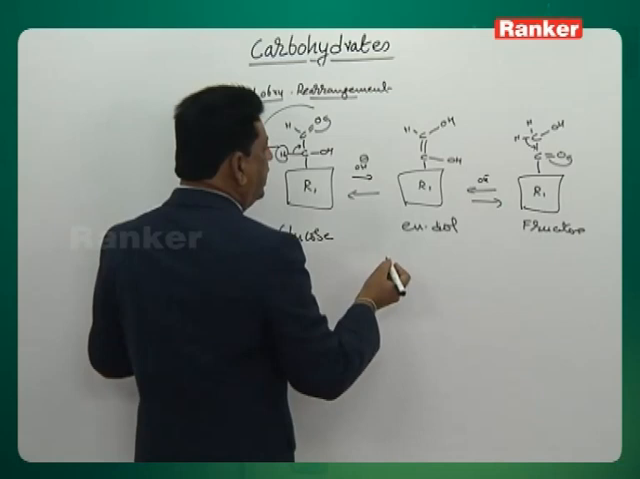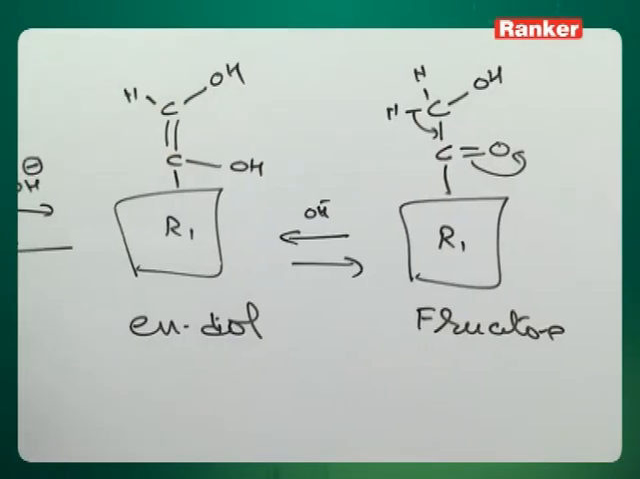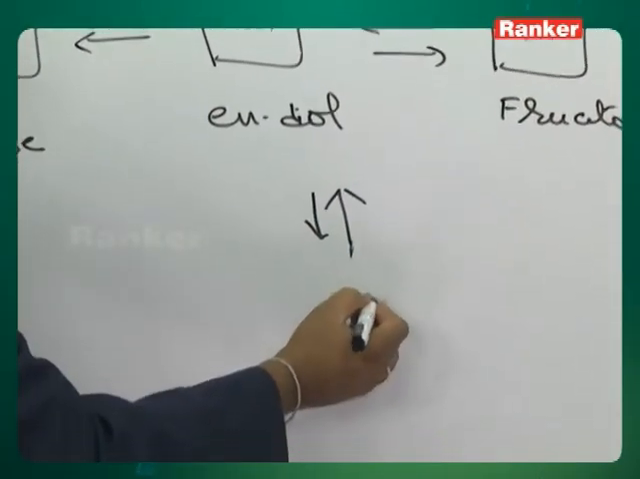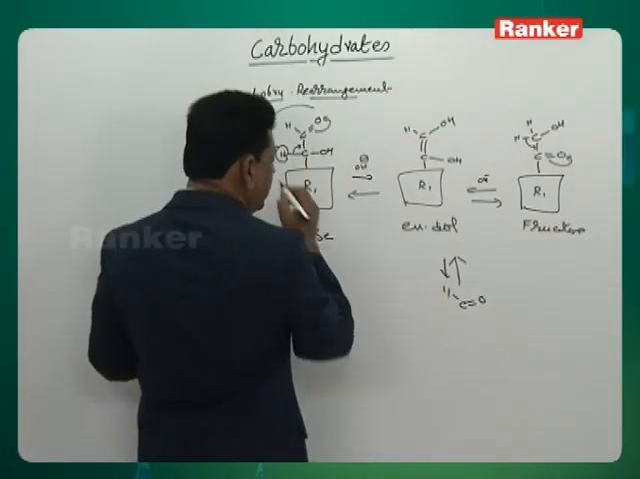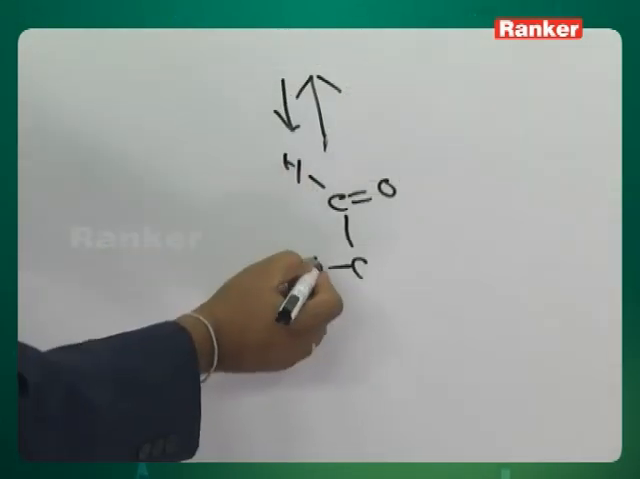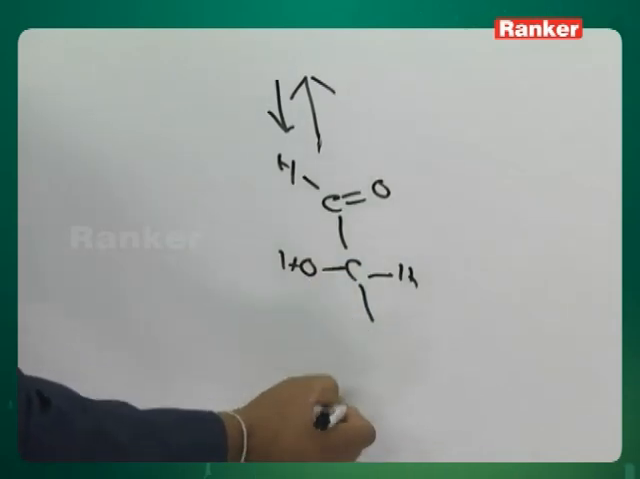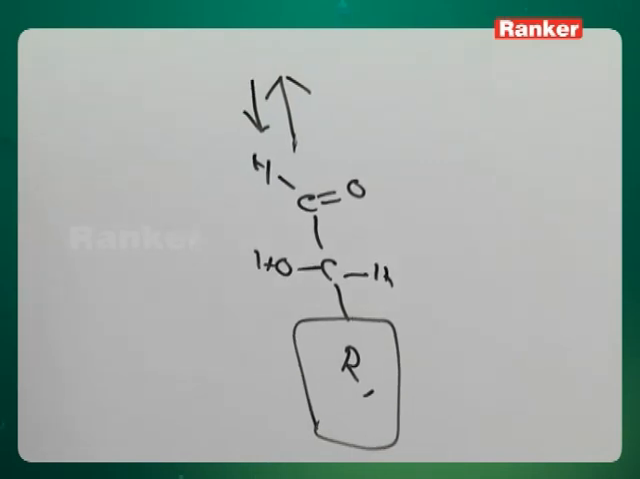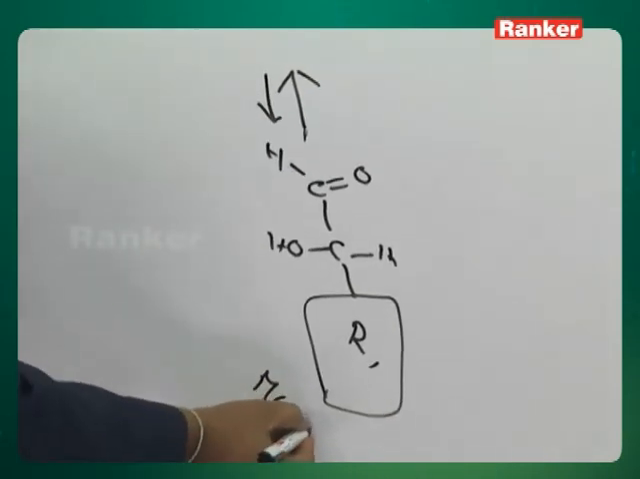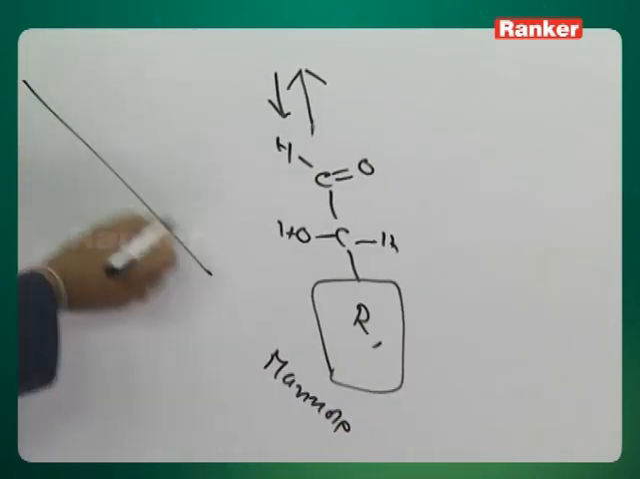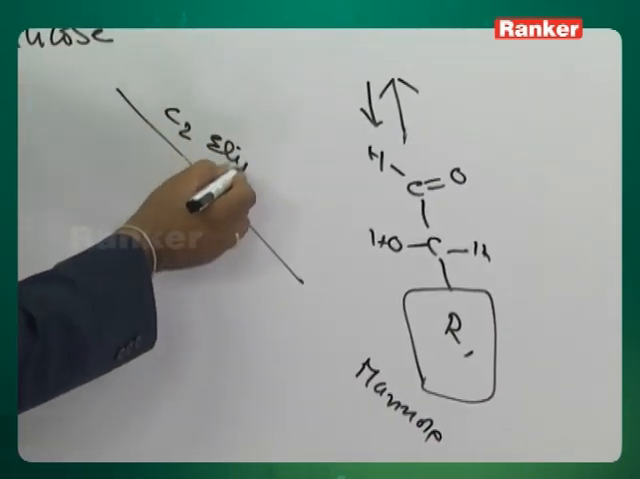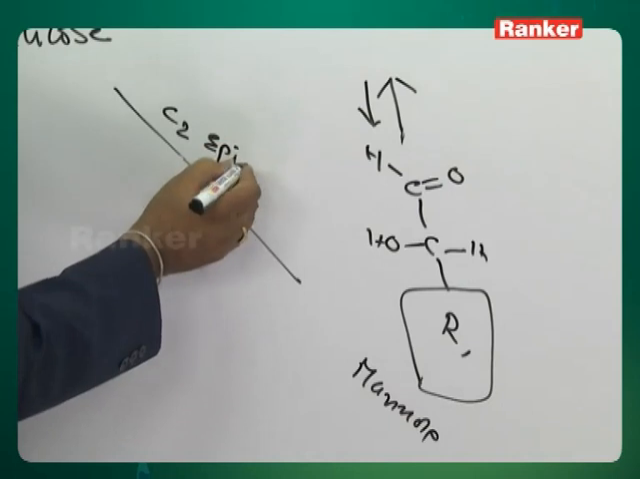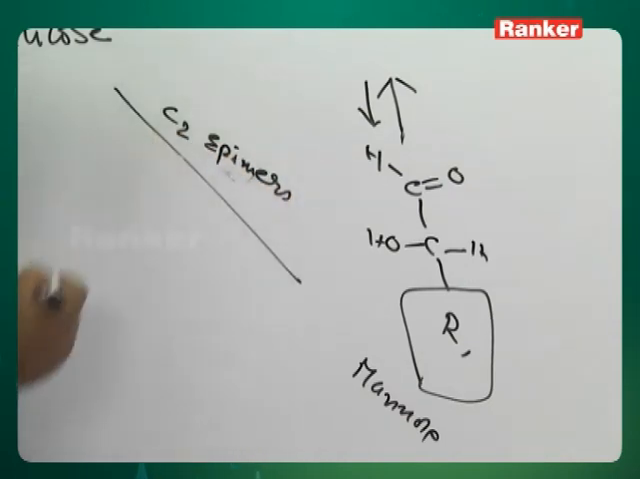There is one more compound. While this H comes back, you need not get the same compound, but you may also get one more compound where the aldehyde will be at the first carbon only, but the OH can be on this side. The same glucose body will be there, but the second carbon OH is on the right side. This glucose and this particular compound is called mannose. Glucose and mannose are said to be C2 epimers.